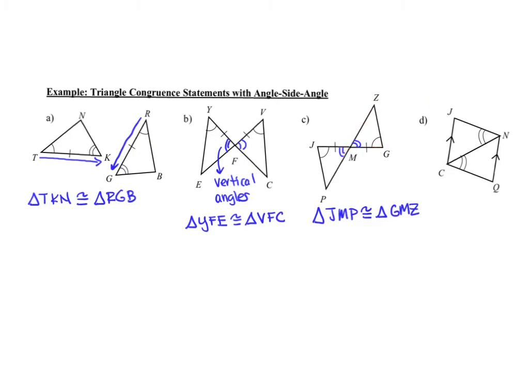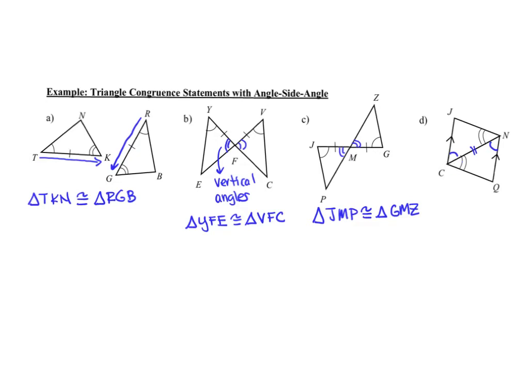Let's look at letter D. Notice we have parallel lines. So when we have parallel lines, we can mark alternate interior angles. So that would be this angle here and that angle there. And notice that we also have a shared side. So the reflexive property states that that side would be congruent. So now we have angle, side, angle, and then angle, side, angle.